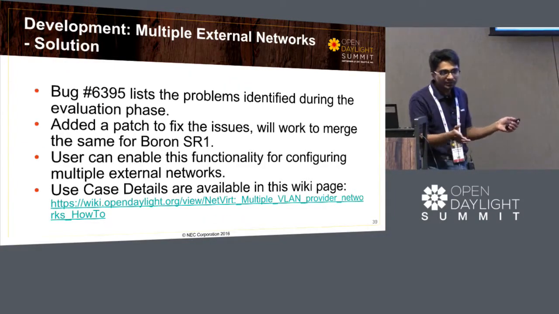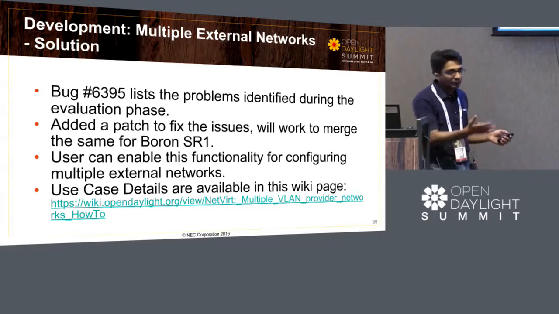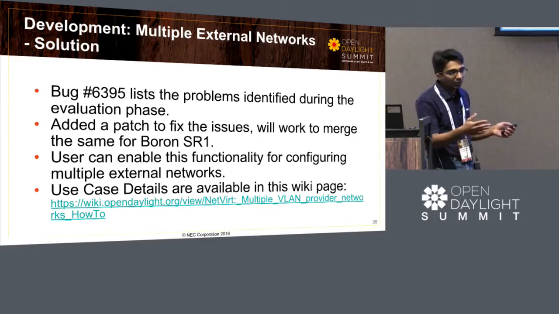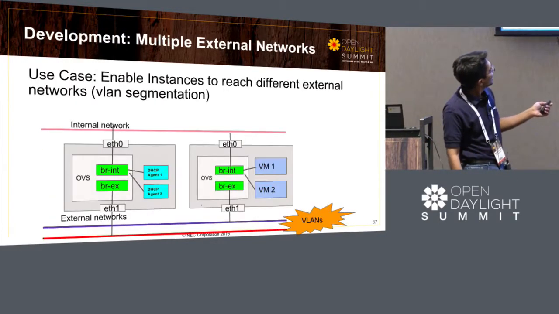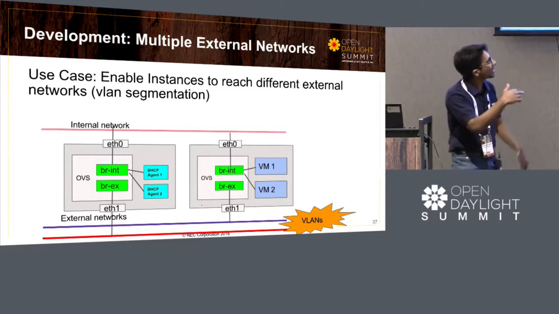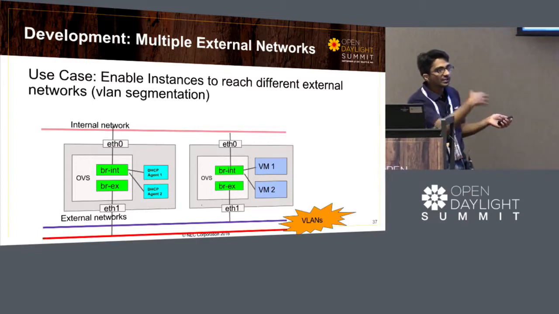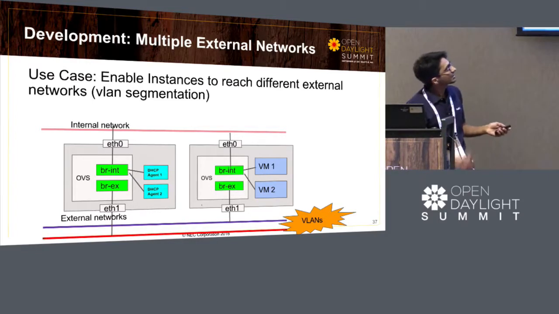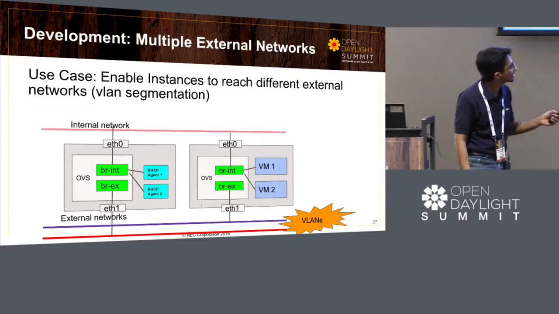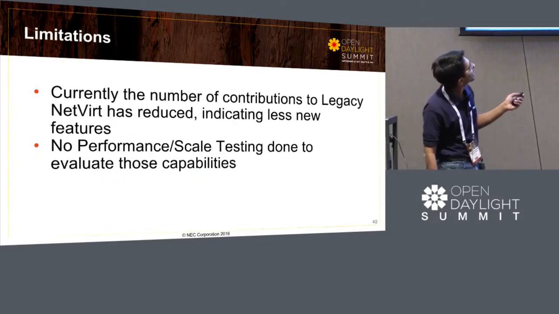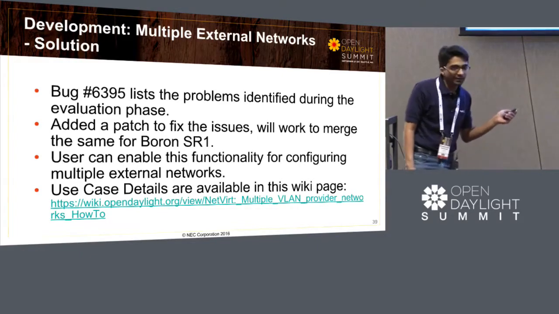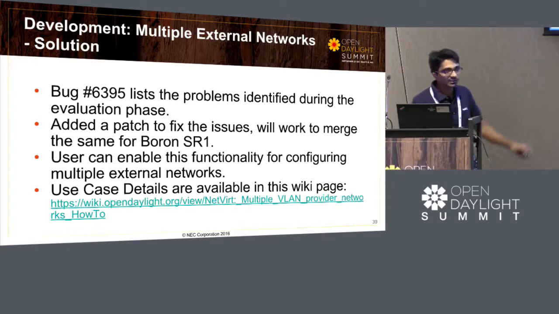So we had a detailed implementation where we added a configuration parameter in ODL which the user can enable if they want to use multiple external networks with ODL and the legacy network. If the parameter is enabled, we create a patch port in BRINT and a patch port in BREX, and we install the appropriate flow entries so that the user can have multiple external networks, using ODL for L2 and the Neutron agent for L3. This was one of the big developments, and it is targeted for Boron SR1. We have a wiki page that explains how this use case is to be deployed and used.